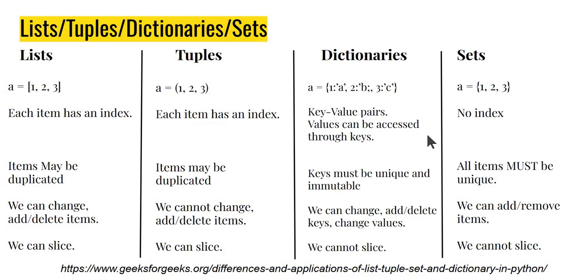Now, finally, when it comes to sets, sets are also defined using a curly bracket. As you see, curly bracket for dictionary, curly bracket for sets. However, as we have seen, sets do not have an index and all items must be unique. Now here in dictionaries, keys must be unique, but values could be repeated, doesn't matter. But when it comes to sets, all items must be unique, and we have seen this before. We can add and remove items. However, since there's again no index, we cannot slice.